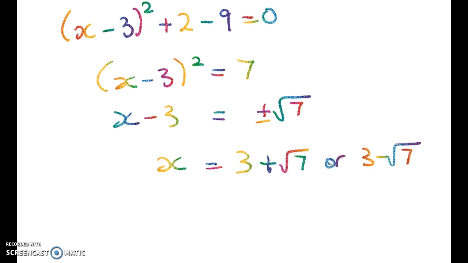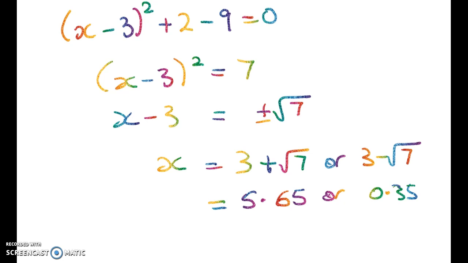Now that's a really lovely answer, that's giving an exact value, but we often will want to get it as a decimal approximation to 2 decimal places. So to 2 dp, that gives me 5.65 or 0.35. So that's just grabbing your calculator and working that out.